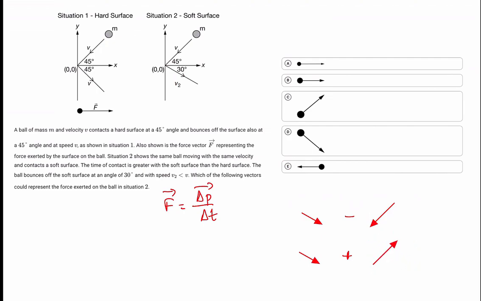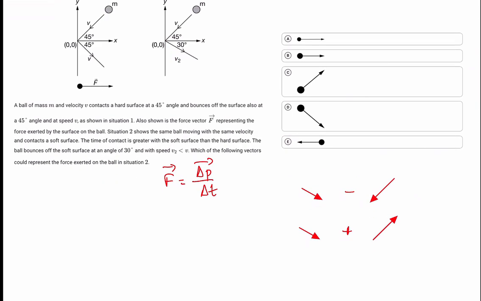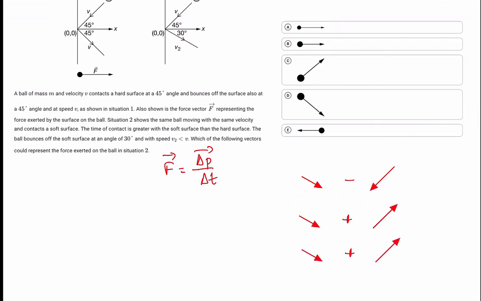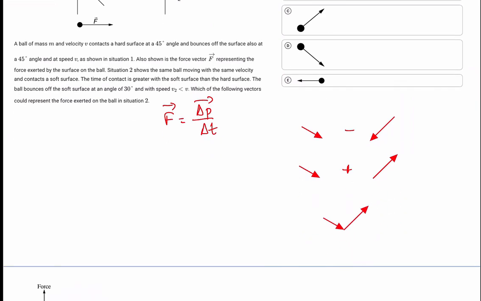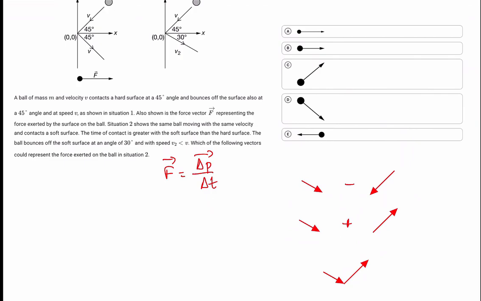So we need to add these two vectors, and if we add them the head-to-tail way, we need to bring the start of the second vector to the end of the first vector, and the resultant vector is a vector that originates from the start of the first vector and finishes at the end of the last vector, and we see that it is quite similar to vector C. So it is a vector that points to the right, but it also has a component upwards. So the correct answer is C.